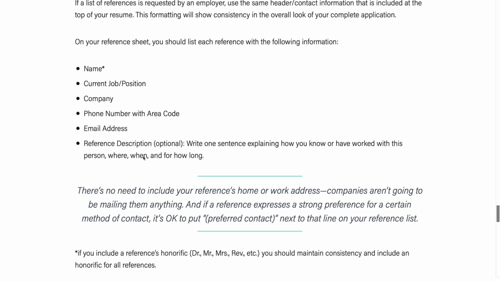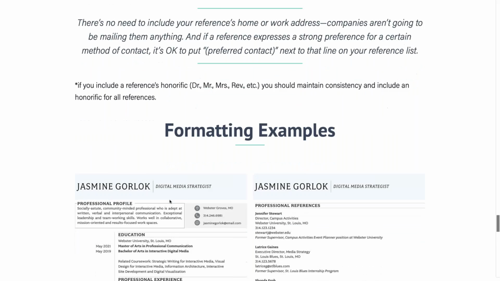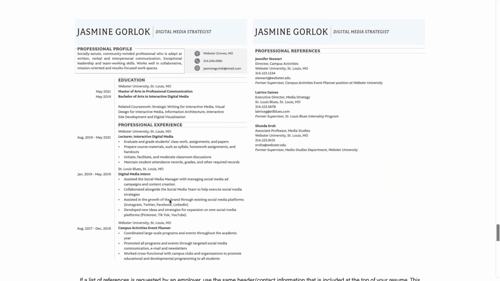So know that it is possible that employers may have asked for you to include this information as fill-in information in an employment application. However, they may ask you to submit a list of references as part of an attachment when you're applying for a position as well. So here are some strategies on how that could be formatted and just being consistent with the overall look.